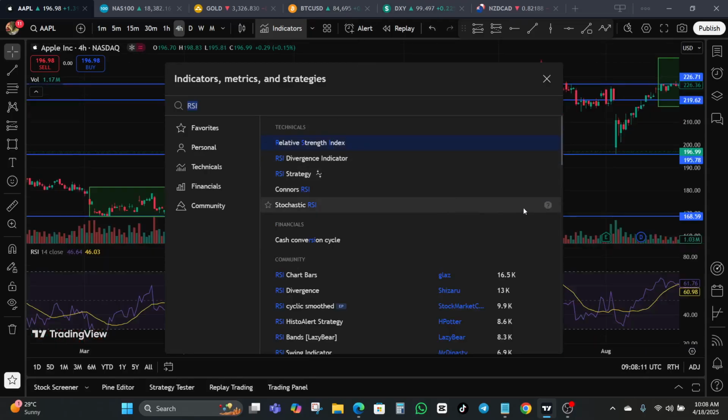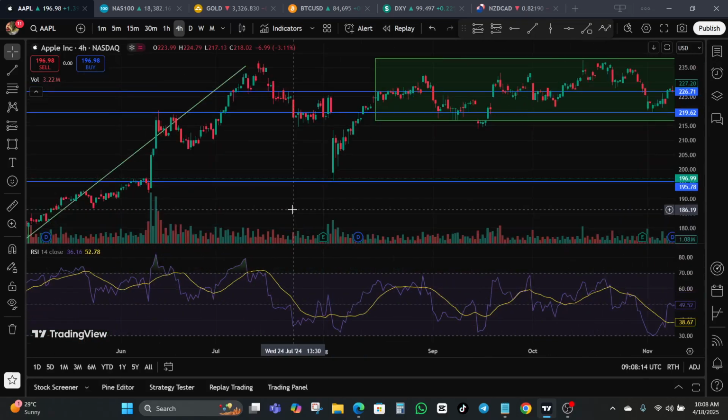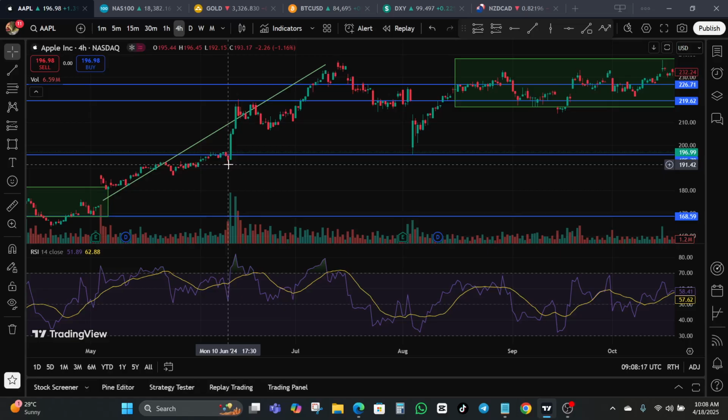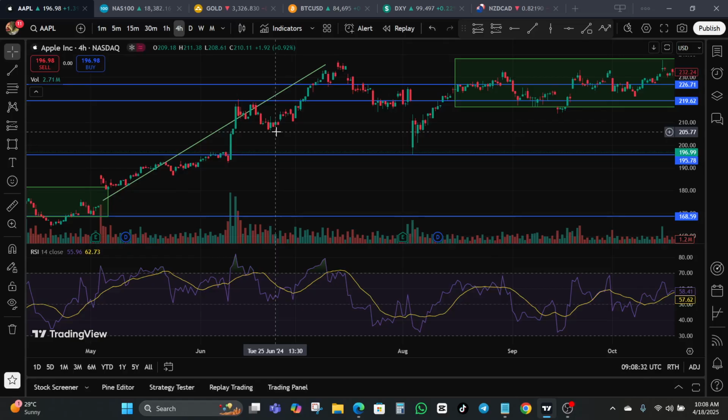If the price should break above resistance, all right, okay, let's use this. If the price should break above resistance and the RSI is showing bullish momentum, like what was happening around here, that's a strong confirmation that the breakout is likely to continue. Okay, so using these tools together will give you more confidence in your trades and increase your chances of success.